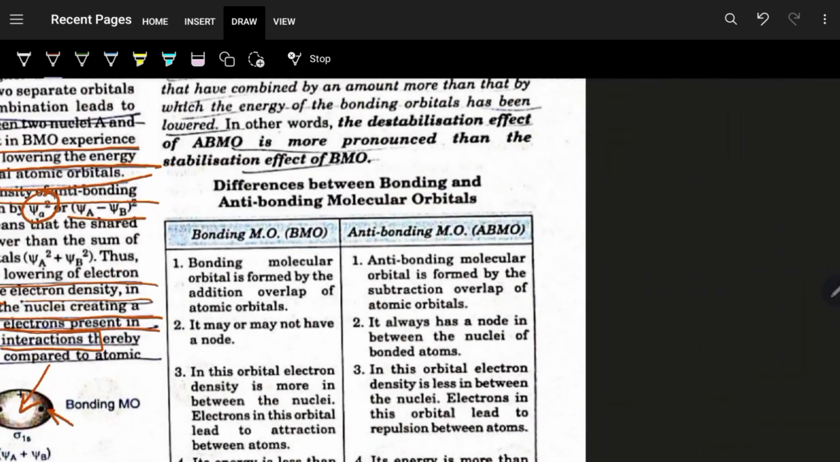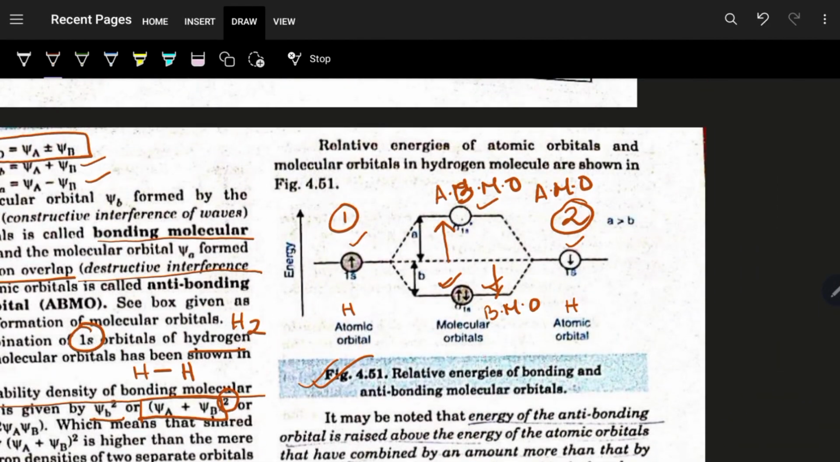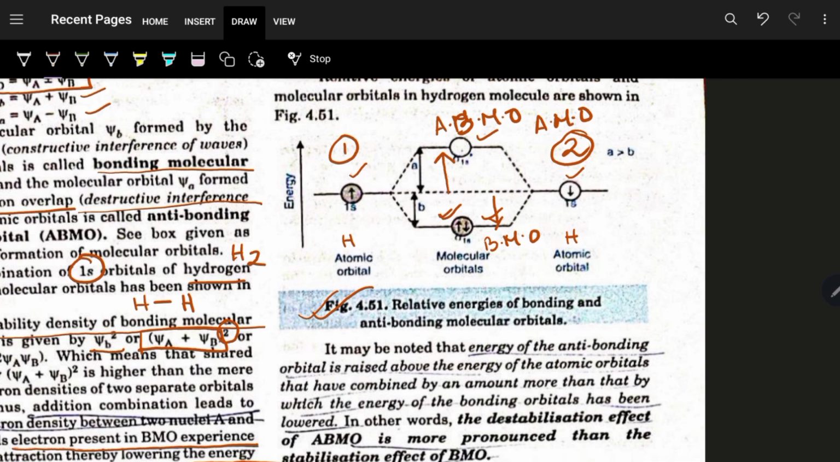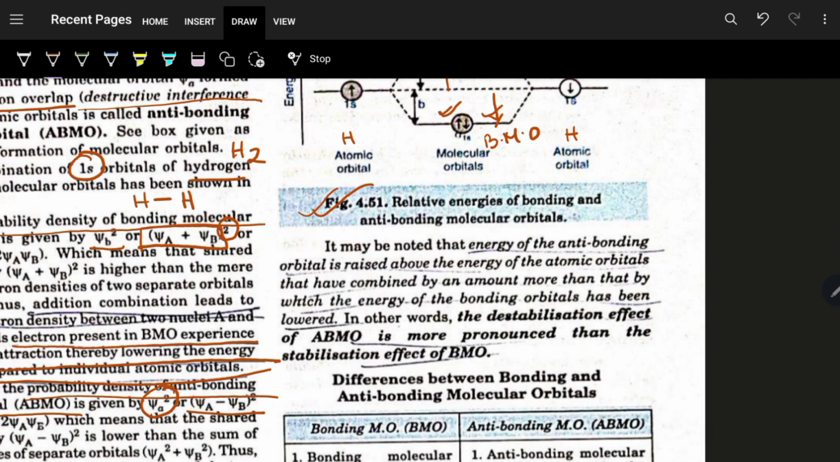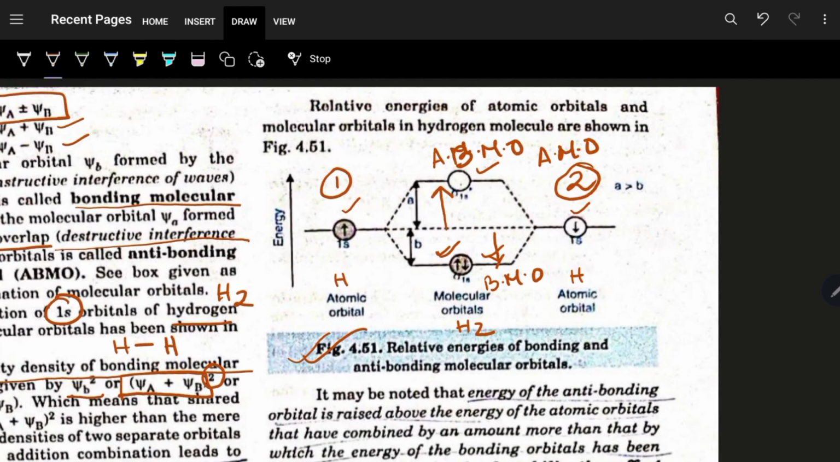So next we have already discussed the diagram where the energy order of forming the molecular orbital of H2 is depicted. When you are drawing the molecular orbital, certain rules are there which you need to follow. First is write the atomic orbitals on both the sides. Maintain a symmetry in your diagram.